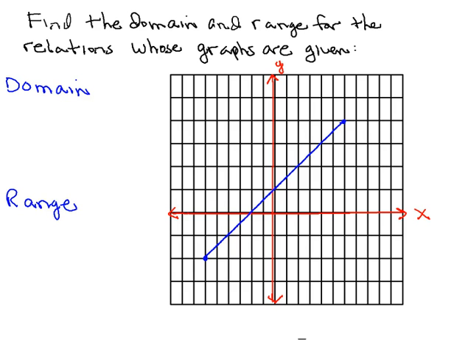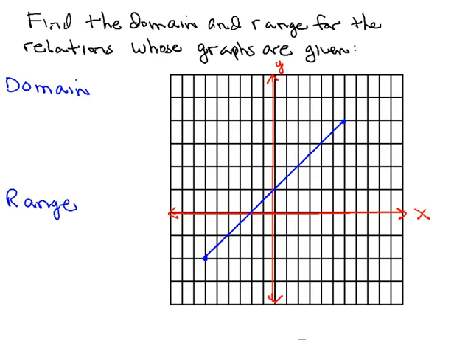Now our next couple of examples will give us practice determining the domain and range of a relation given its graph. So in our first example, we have the graph of a line segment, which you can see is graphed below here in blue. And the two dots indicate that the graph stops at those two points.